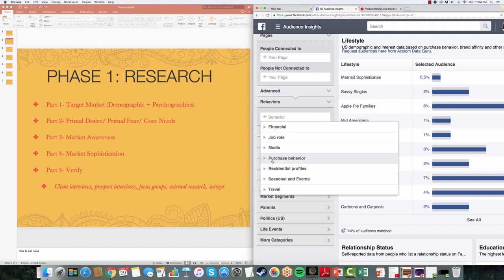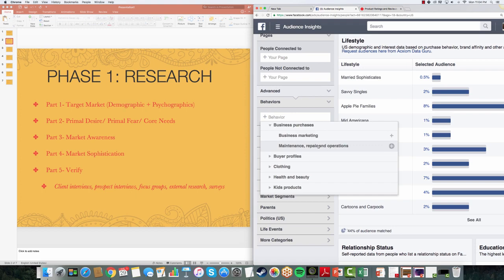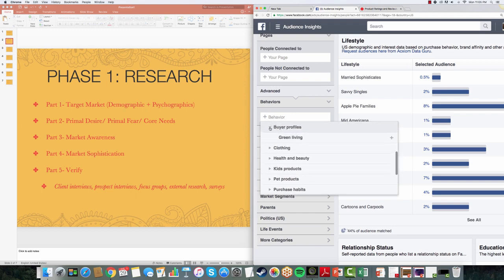Let's go down here to purchase behavior. You are looking for buyers. Facebook bought a list of buyers from the three biggest data gatherers in the United States. Go down here, go to business purchases, business marketing or maintenance, repair and operations, buyer profiles, green living. This one's not built out, but again, keep an eye on it. Clothing. Men's, seasonal, women's, men's accessories, business apparel. Okay, great. Health and beauty, beauty products and accessories, kids products, baby, baby toys, children's products. All down the line, pet, purchase habits.